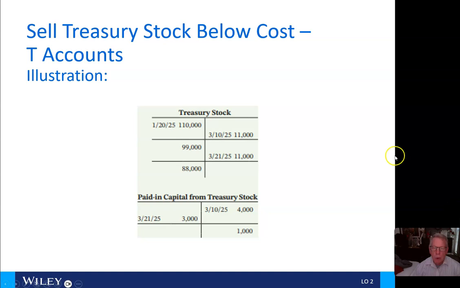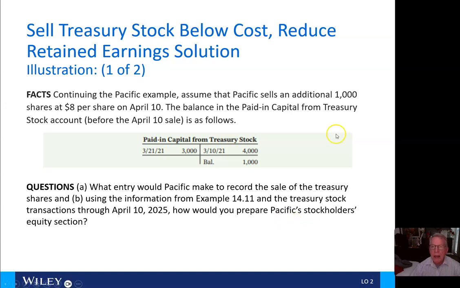Now we're going to show the T accounts here, and treasury stock is down to 88,000, and paid-in capital only has a balance of $1,000 now. We had to reduce that $4,000 by the $3,000 that we just did when we sold it at $8 a share. Now we're going to reduce it further here by selling an additional 1,000 at $8 a share, and we only have $1,000 balance in there.